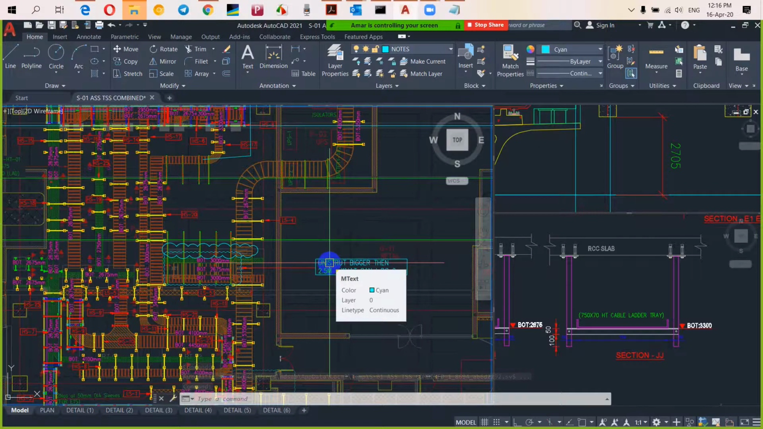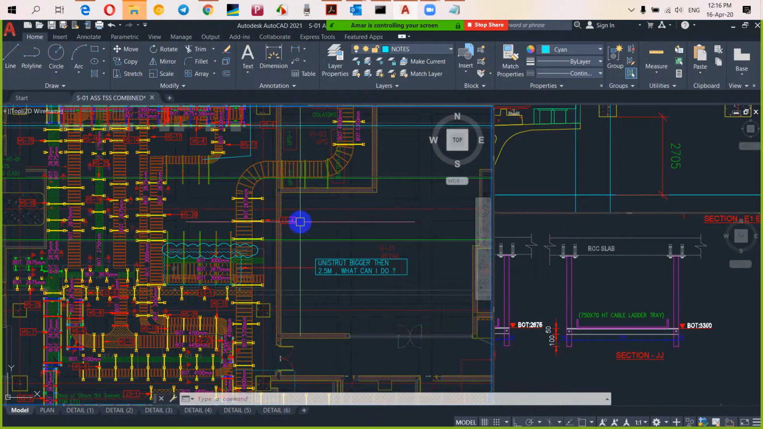These transformers are cabinet type, right? Cabinet type. Dry type. Yes, dry type only. Okay. So we can have some space above this, so we can pull our cable tray in this area then.